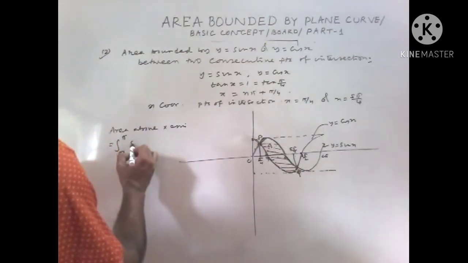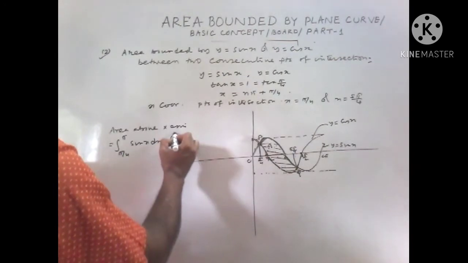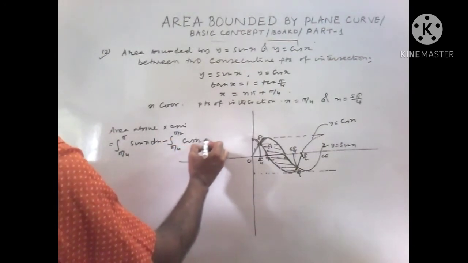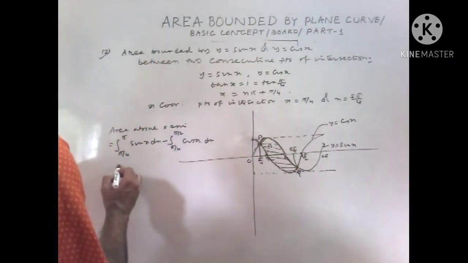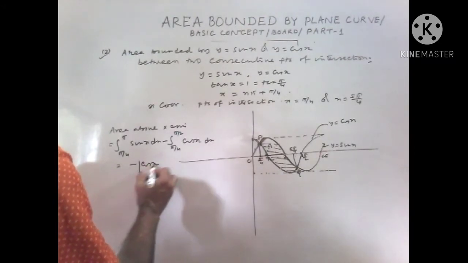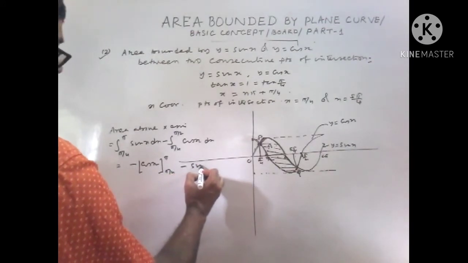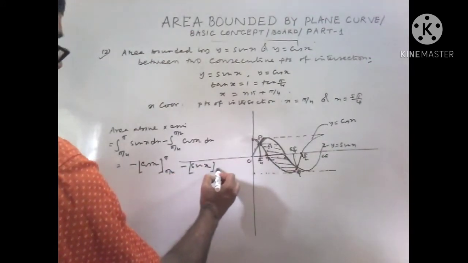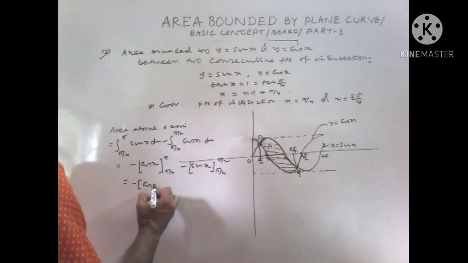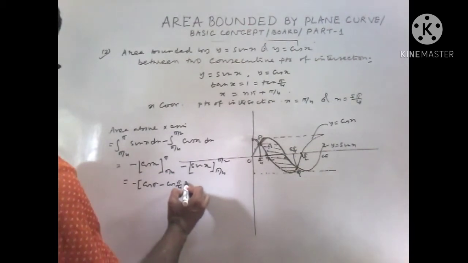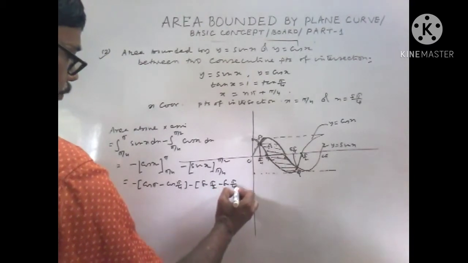This curve is the sine curve, sin x dx, and from minus pi by 4 to pi by 2, cos x dx. This one is the cos curve. So this is minus cos x from pi by 4, and this is minus sin x, pi by 4 to pi by 2. So minus cos pi minus cos pi by 4, minus sin pi by 2 minus sin pi by 4.